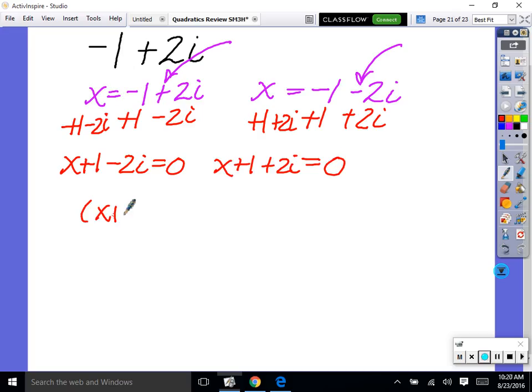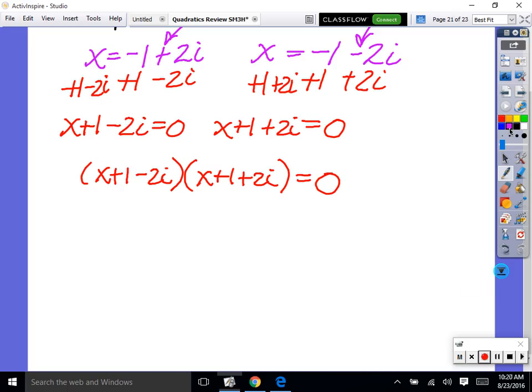Now they were multiplied before they were split apart. x plus 1 plus 2i, they were multiplied together before they were split apart. Be very careful, this is triple distribution. Lots of room for errors. You will have one like this on our upcoming test.